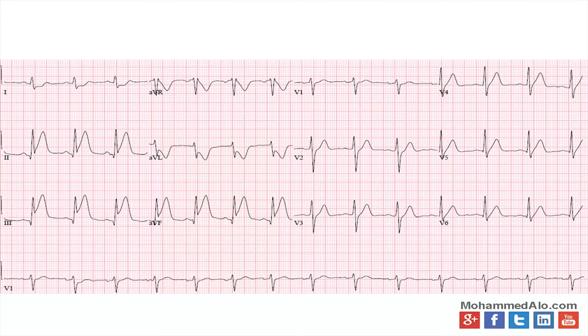Next one here, you've got 2, 3, and AVF looking elevated. AVL is depressed, which is a reciprocal change. This is probably an RV infarct because 3 is higher than 2 as well. So this is also your basic inferior MI. No posterior involvement if you look there. So it's probably proximal enough to hit the RV, but distal collaterals are supplying the posterior branches.